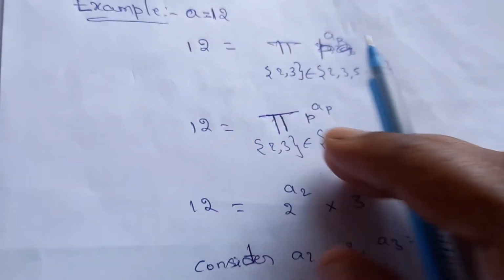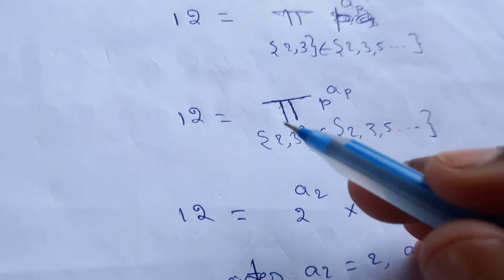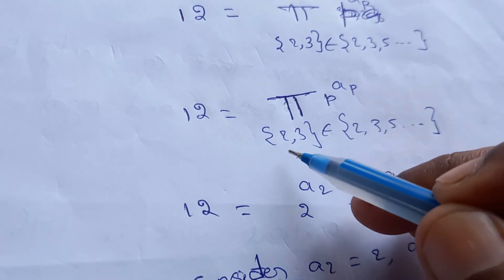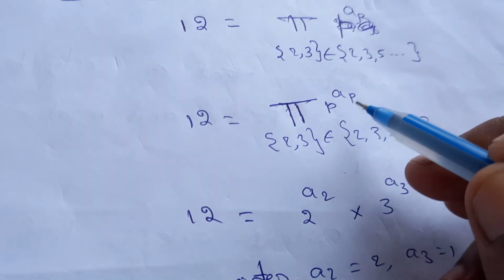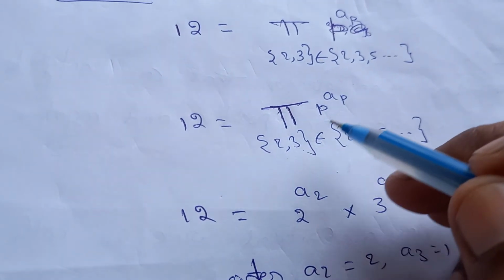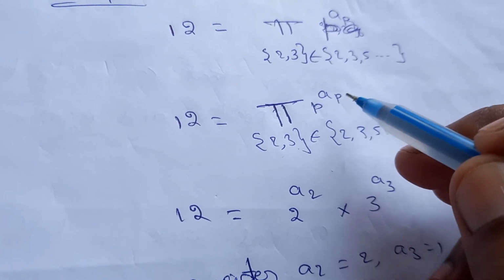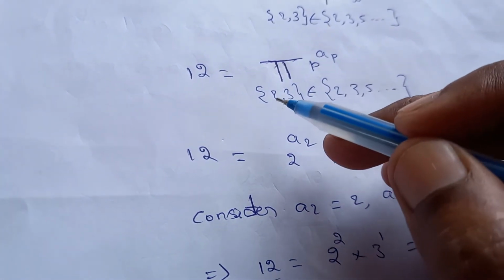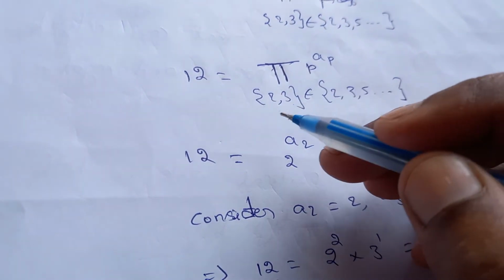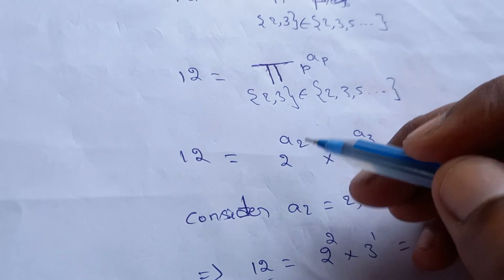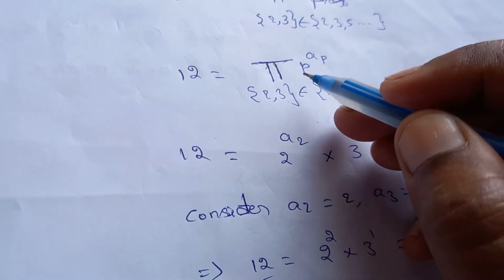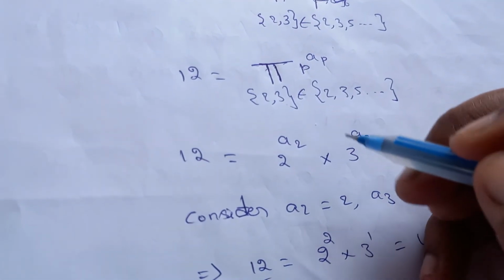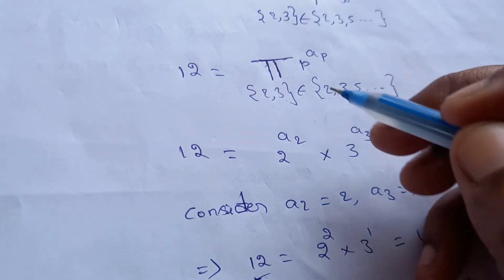So now we elaborate this one. Here the product of p power a_p, 2 and 3 belong to this P. This is the small p, this one also small p. So here the p possibilities are 2 and 3. So 12 equals, how can we write that? In place of p I am taking 2 and 3. So first I am taking 2 power a_2, into next 3 power a_3.